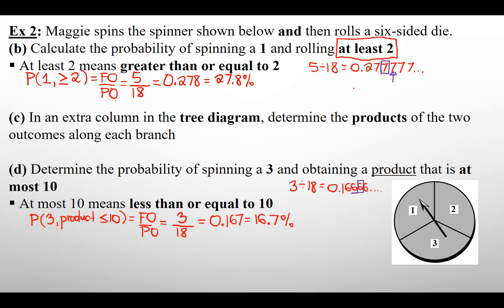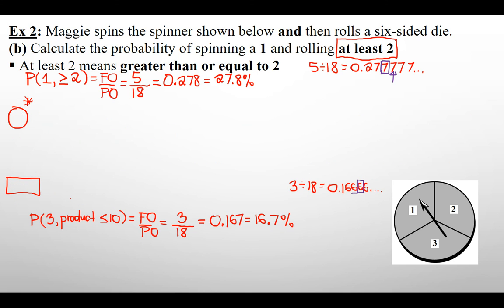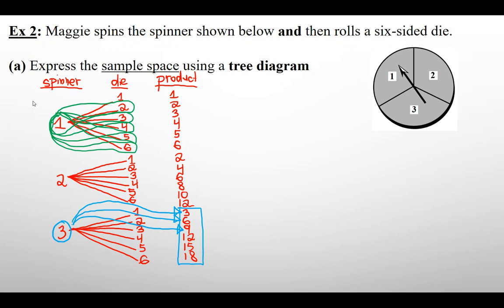So like I said, a little more difficult because you need to interpret the language where you see the words at least and also at most. At least means greater than or equal to that number. At most means less than or equal to that number. And then just some extra things here where we can make a third column where we either determine sums or products. And then based on that, it's going to make some of the calculations perhaps a little bit more difficult just because you need to interpret the tree diagram and the additional column a little bit more carefully.